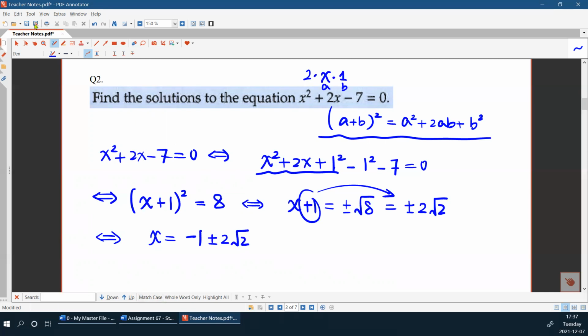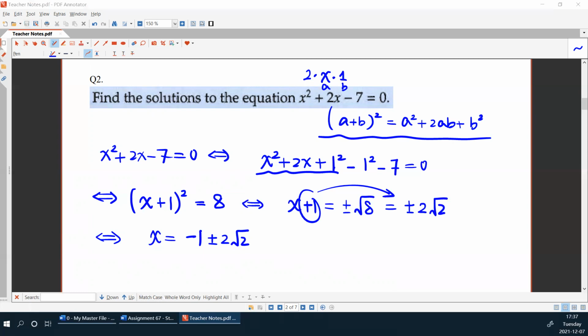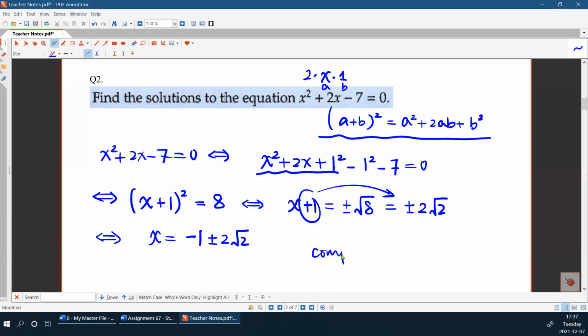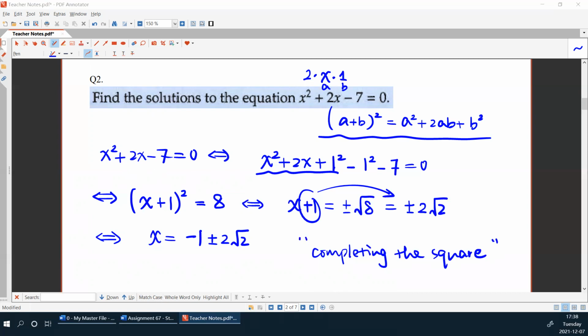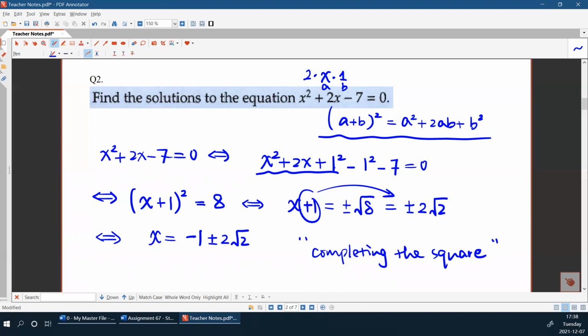Okay, any questions? This is called the completing the square method. Completing the square. All right, no questions? Then we move to the next one.